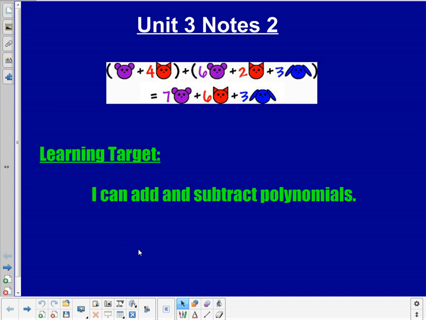Hey guys, it's Miss Johnson and I'm here to bring you our Unit 3 Notes 2, which is on adding and subtracting polynomials. So our learning target for today is I can add and subtract polynomials.